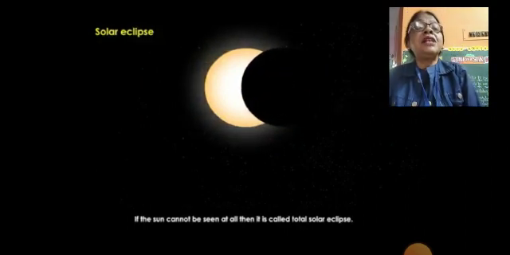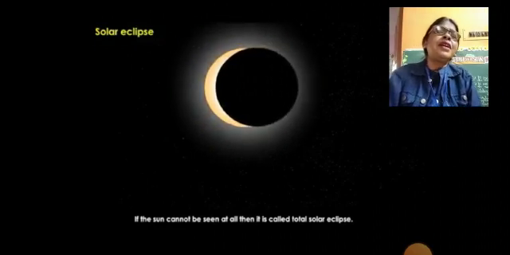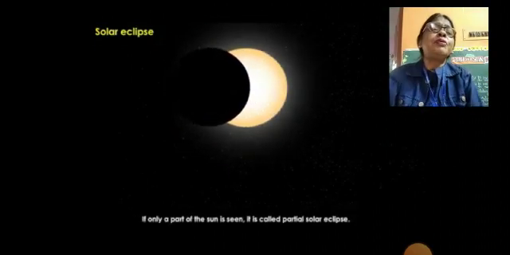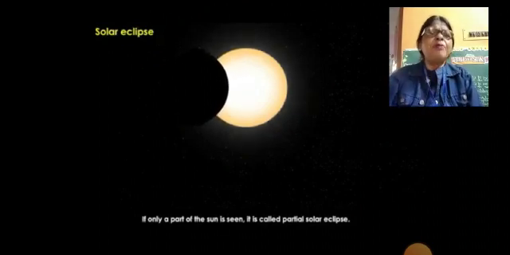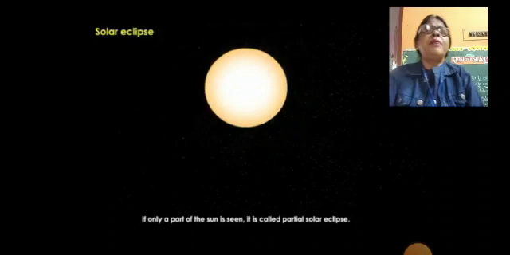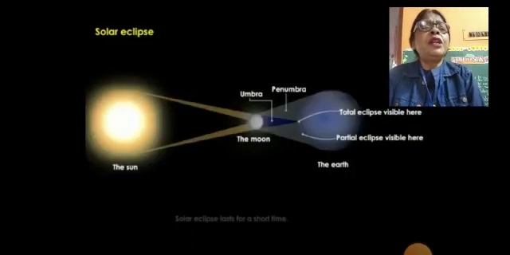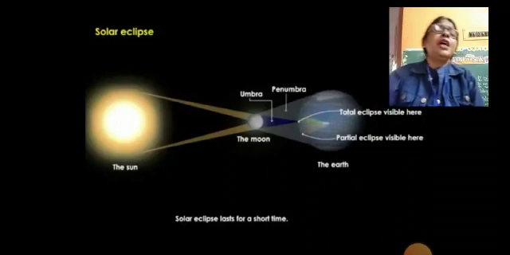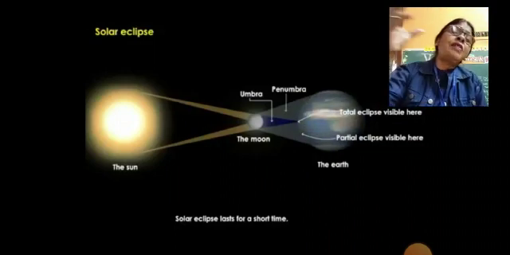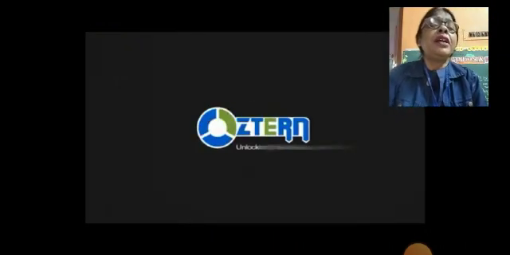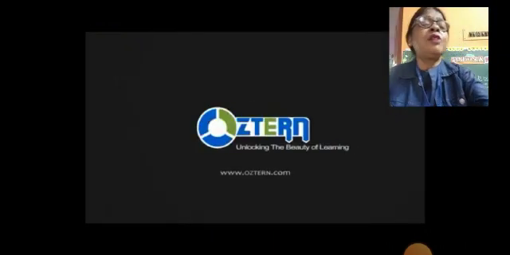Sometimes it is a partial solar eclipse, lasting even 1 minute or 1 second, and sometimes a full solar eclipse. A full solar eclipse happens very rarely, and only for a few seconds. That is a solar eclipse. It happens on the new moon day. So when the earth fully gets the moon's shadow, that is a full solar eclipse.